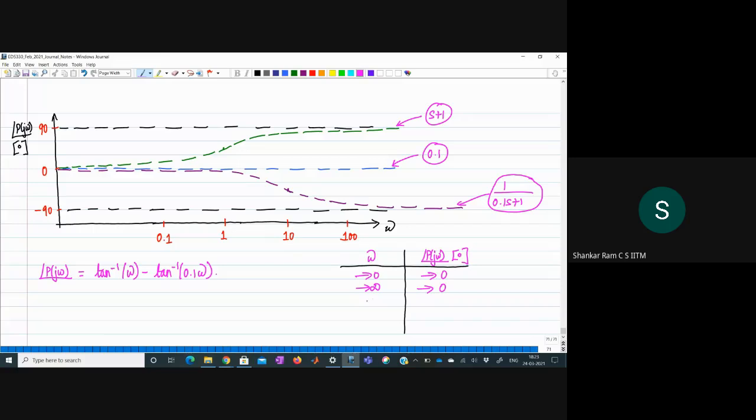And then we will calculate the phase at the two corner frequencies, right? One corner frequency is 0.1. So can you calculate what will be the phase at 1? One corner frequency is 1. So can you calculate what is tan inverse of 1 minus tan inverse of 0.1?